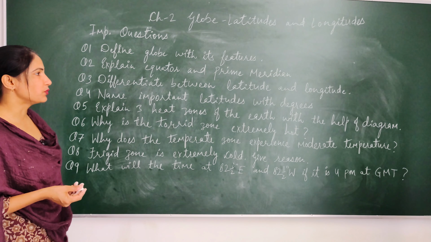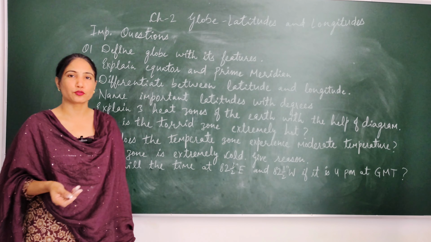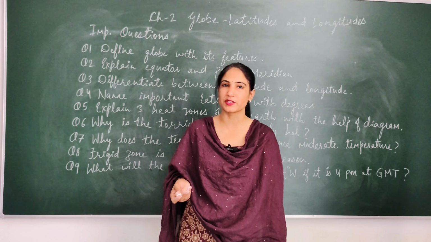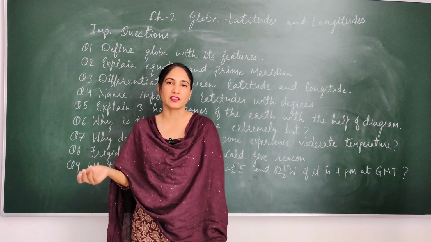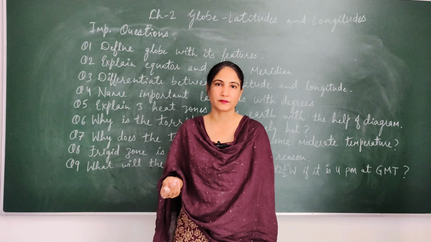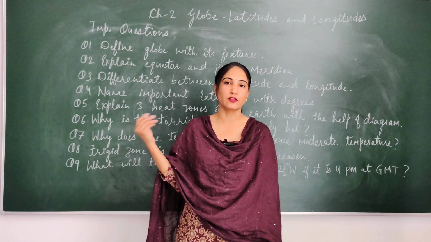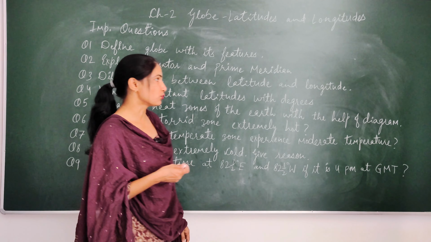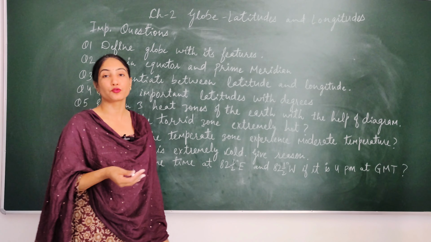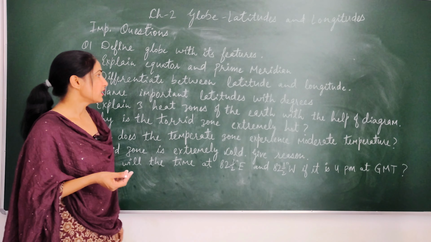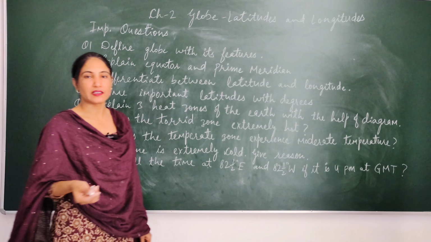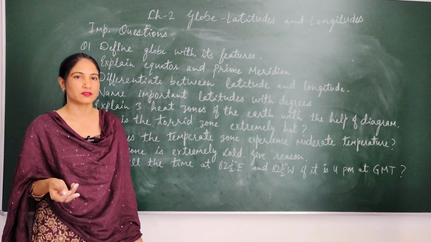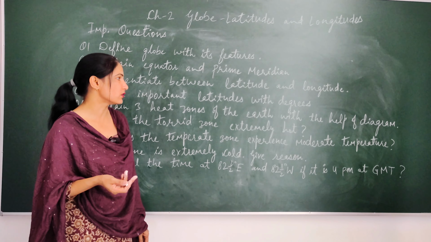Next is differentiate between latitudes and longitudes. Latitudes are the imaginary horizontal lines that divide the earth into two parts. These are running from east to west. These are indicated by the letter N or S because these are dividing northern and southern hemispheres. For the latitudes of northern hemisphere we use N. For the latitudes of southern hemisphere we use S. These are also known as parallel lines because these lines do not meet. These make a complete circle around the earth.